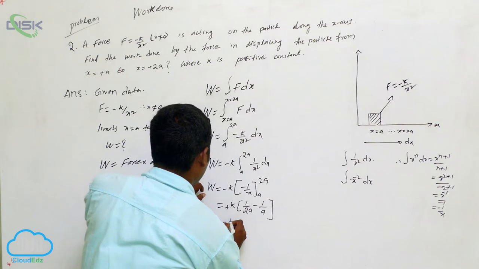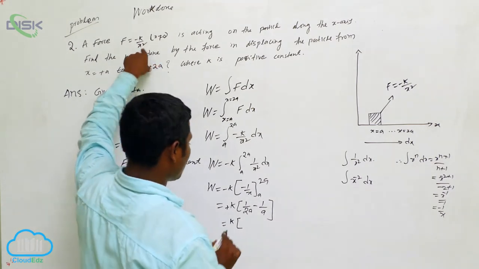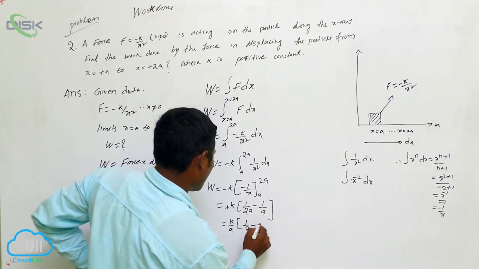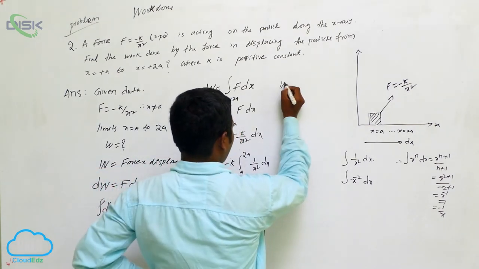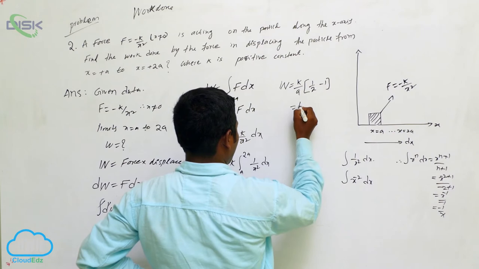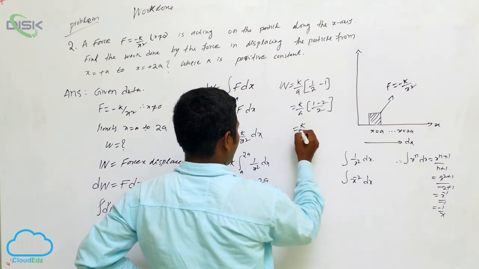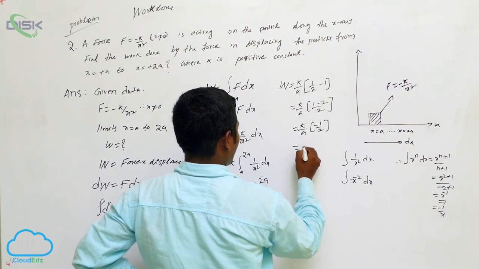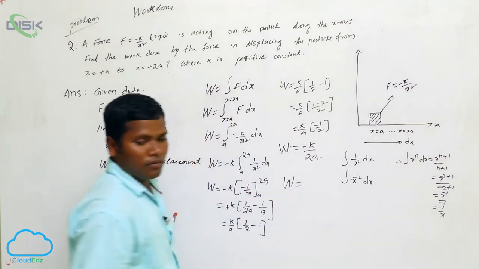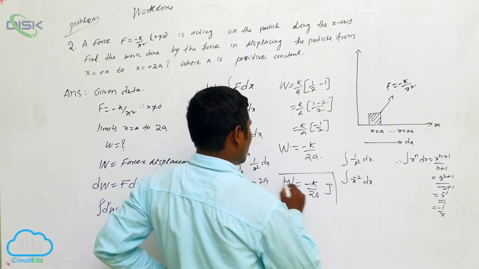See, what happened here? K, and here X square is there, minus 1 by X. Can I take A common? Yes, 1 by 2 minus 1. So W is equal to K by A into 1 by 2 minus 1. Next, K by A into 1 minus 2 by 2, then K by A into minus 1 by 2. What is the answer? Minus K by 2A joules. Like that we have to solve the problems.